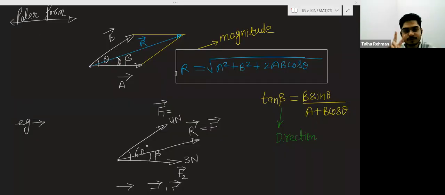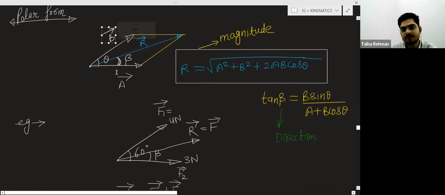So basically for representing the vector, two things are required. Number one is the magnitude, another is the direction. For direction we calculate the angle. To calculate this angle, we will use this formula: b sin theta over a plus b cos theta. Beta we will always take with vector a.